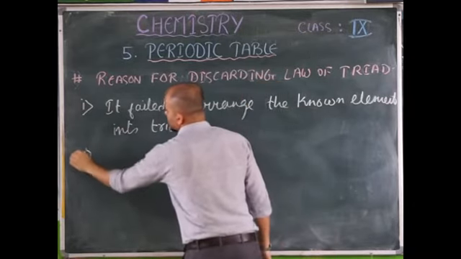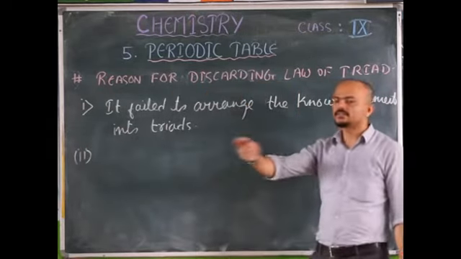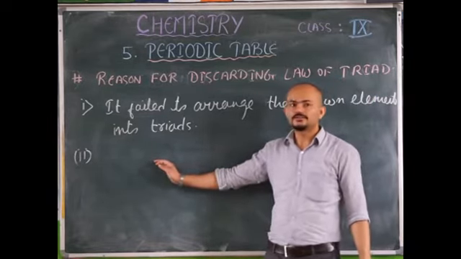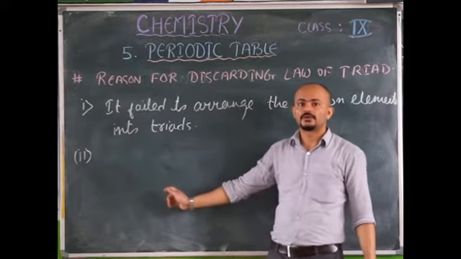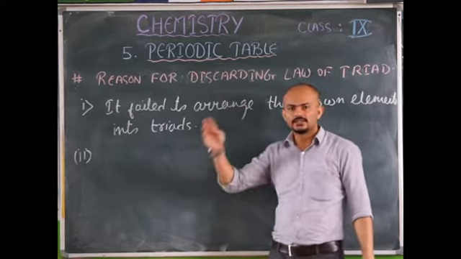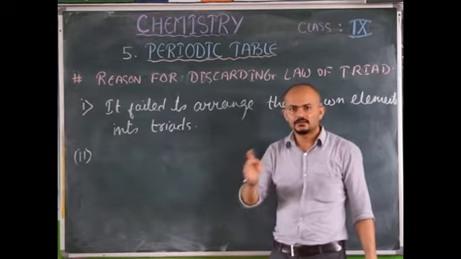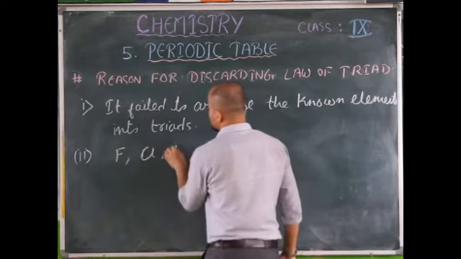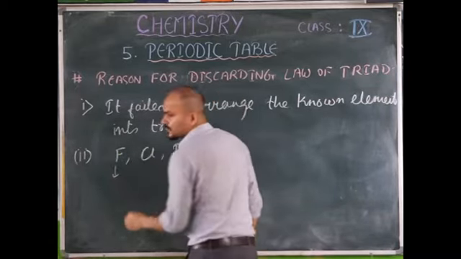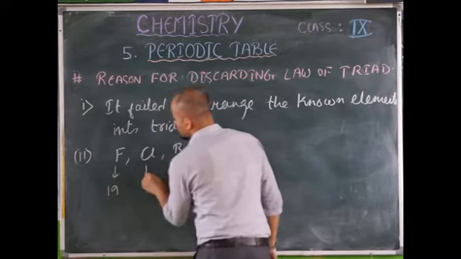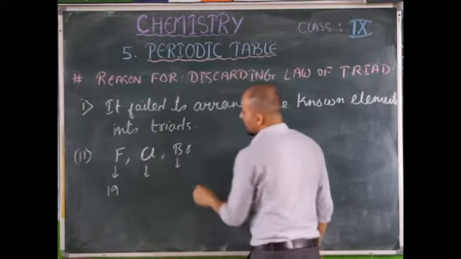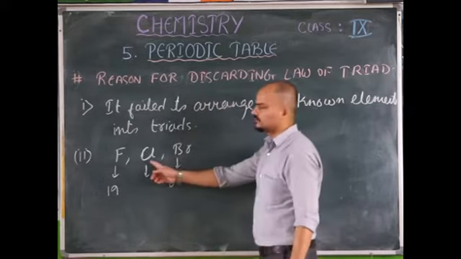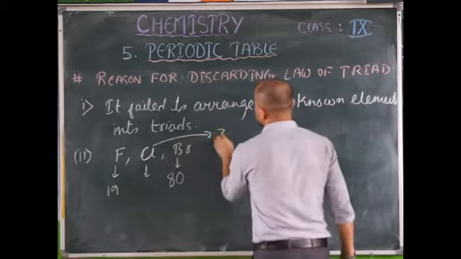Number two, this law was not even applicable fully for the same group. Like we had discussed just now, chlorine, bromine, and iodine. Now, chlorine and bromine: bromine's atomic mass, as we just saw, is 80. Chlorine's actual atomic mass is 35.5.